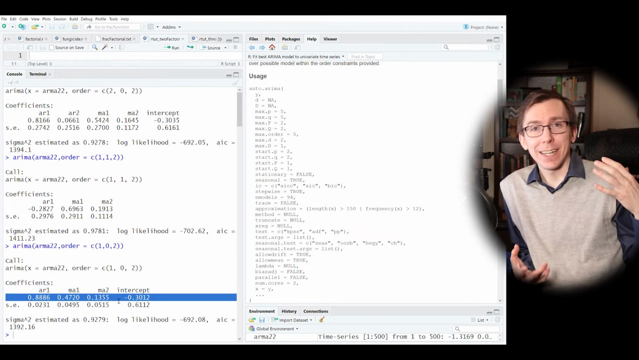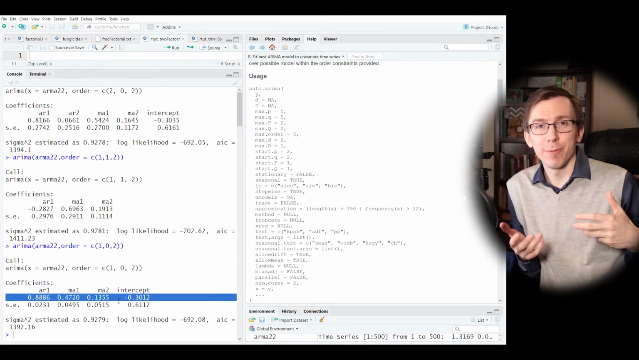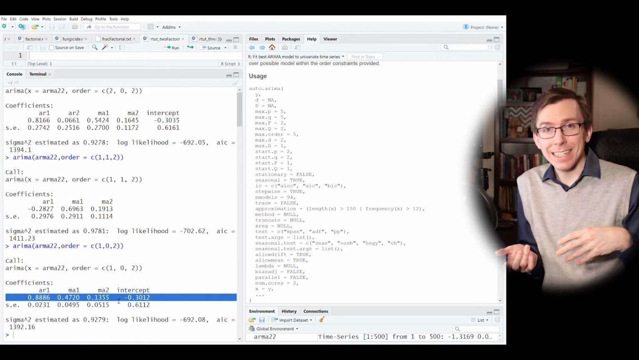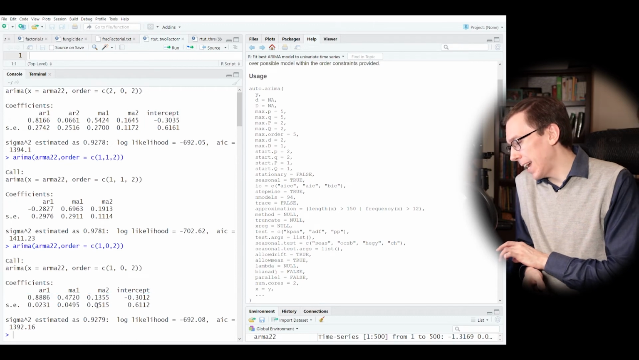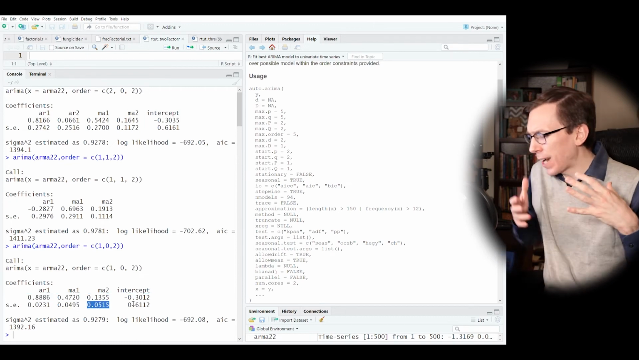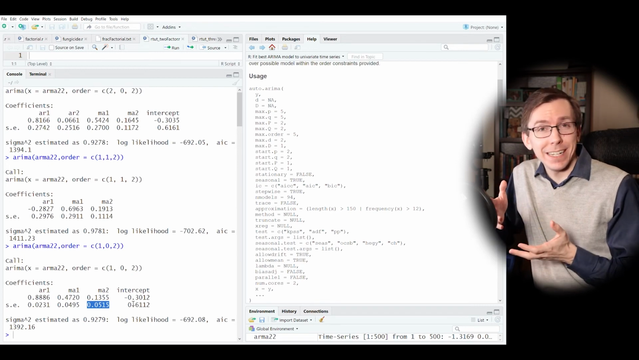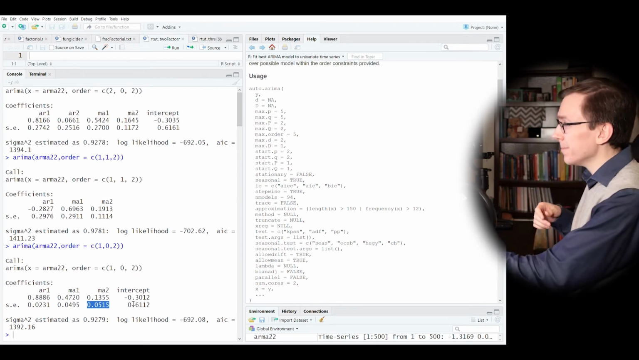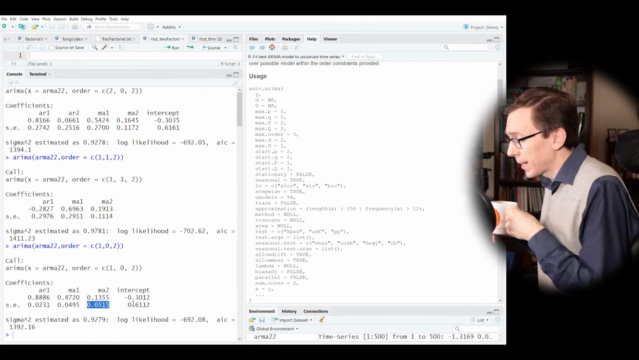It's one of these things, right? Time series is a very exploratory subject. You have to try a lot of different models and get a sense of what's going on. Look at the AIC, the estimated coefficients, the variance, the standard errors, all of these things, to get an idea about what's going on with your data. All right, but we're not done yet. We still need to do some forecasting.